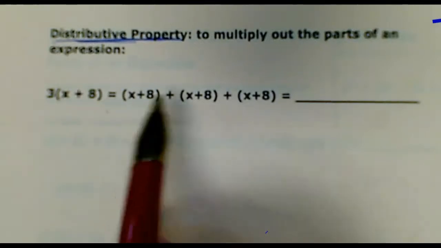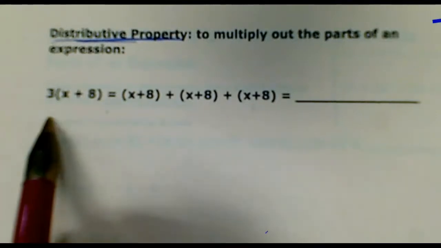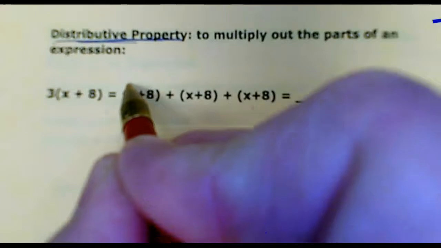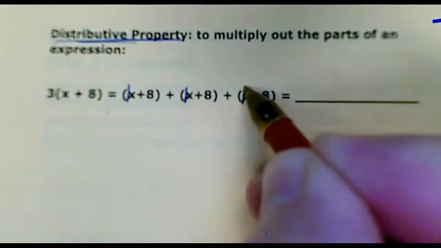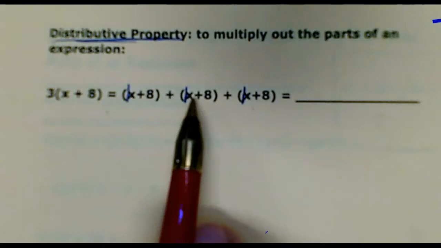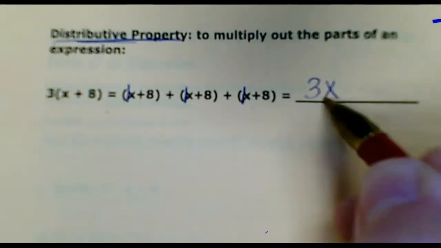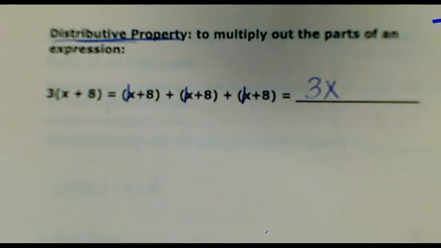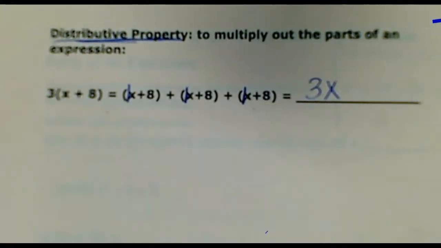That means I have an x plus 8 and an x plus 8 and an x plus 8. How many x plus 8s did I write down? Because that's what the 3 out in front means. And so then I could add 1x plus another x plus another x. 1, 2, 3 x's. That's what the 3 out in front means, I have 3 of those that are exactly the same.